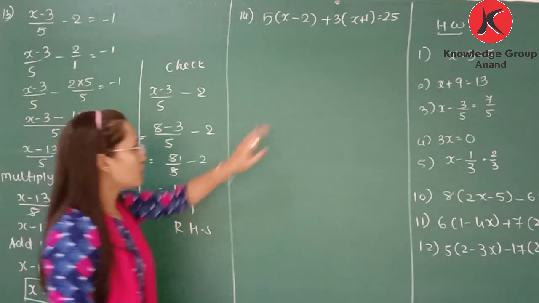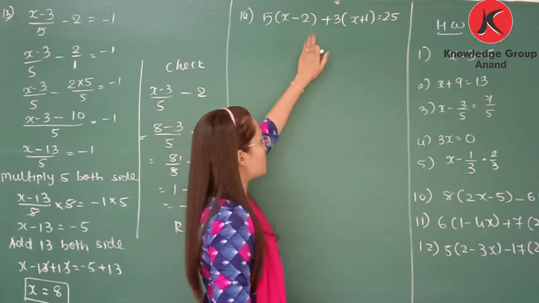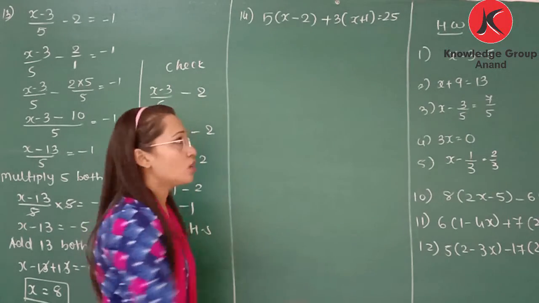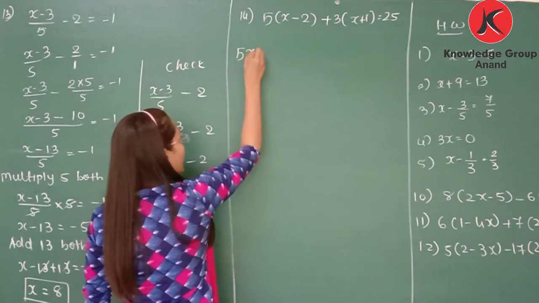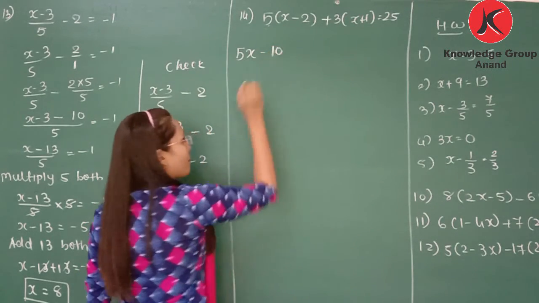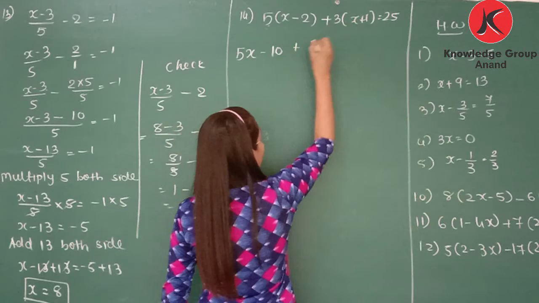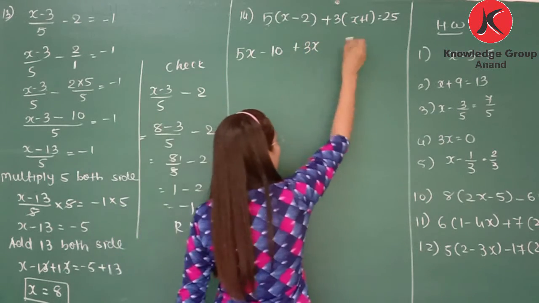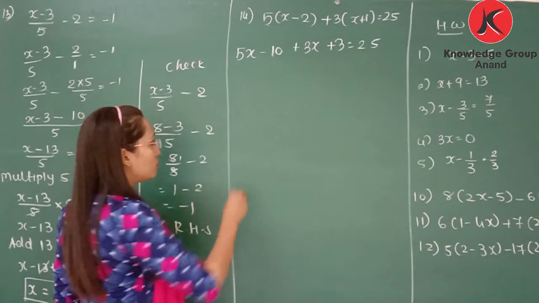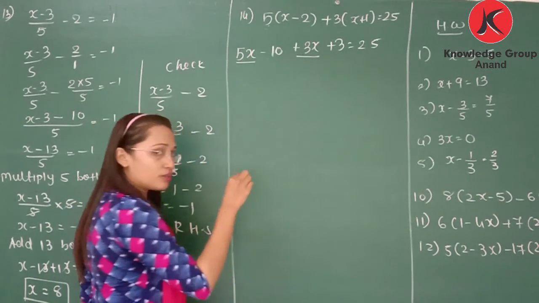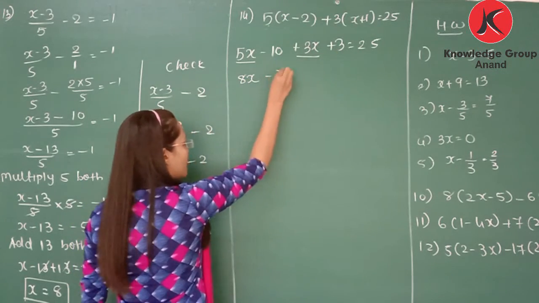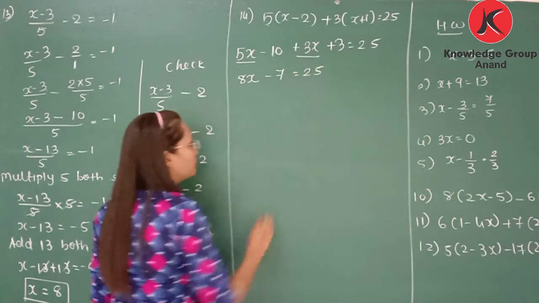Now, the next one. 5(x minus 2) plus 3(x plus 1) is equal to 25. Open the bracket and first simplify. 5 is multiplied with x, 5x. 5 is multiplied with 2, minus 10. 3 is multiplied with x, 3x. And 3 is multiplied with 1, plus 3 is equal to 25. Now like this. 5x and 3x, that is 8x. Minus 10 plus 3, that is minus 7, is equal to 25.